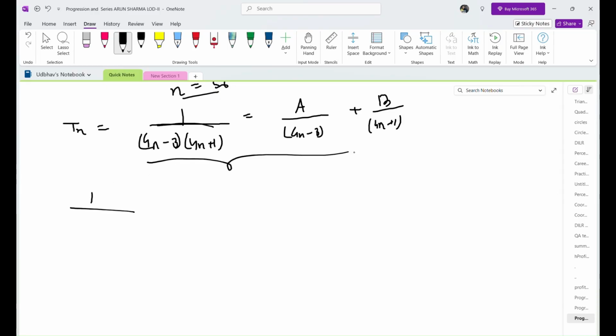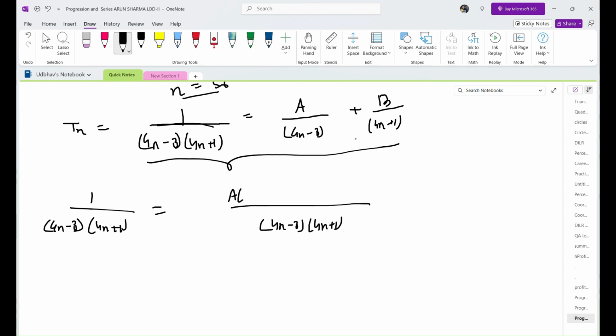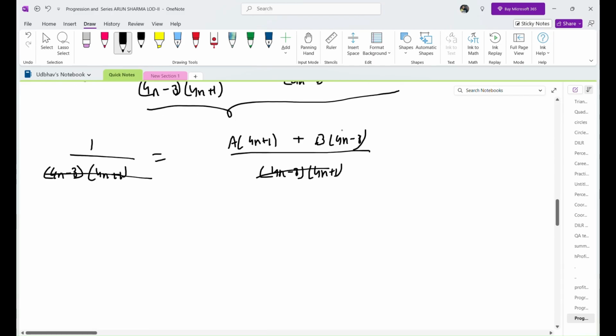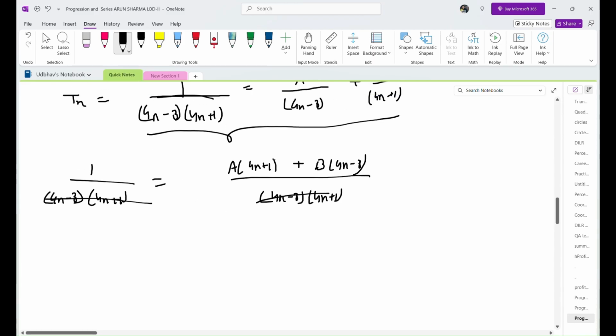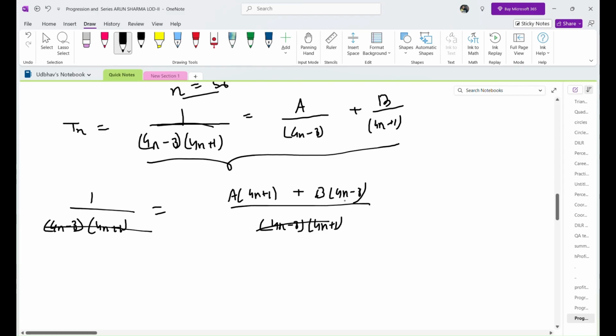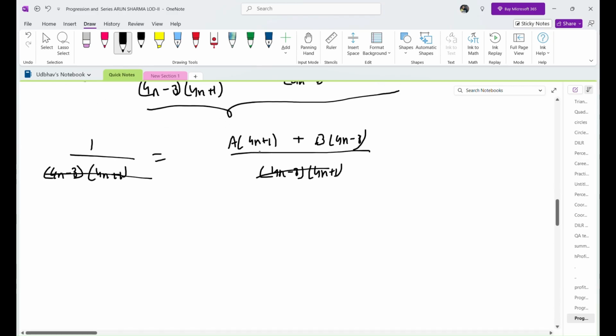1 upon 4n minus 3 times 4n plus 1. We are solving this whole thing now. Here also we will get the same thing in the denominator. But here with A we'll be getting 4n plus 1, and with B we'll be getting 4n minus 3. The denominator will get cancelled. And now 1 equals to this thing. Now we can just put in values. And we don't want to put any arbitrary value to find this because that's going to be more complicated.